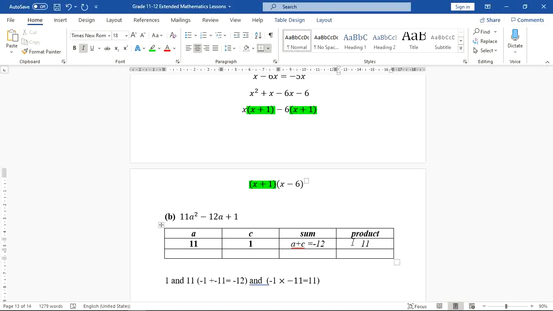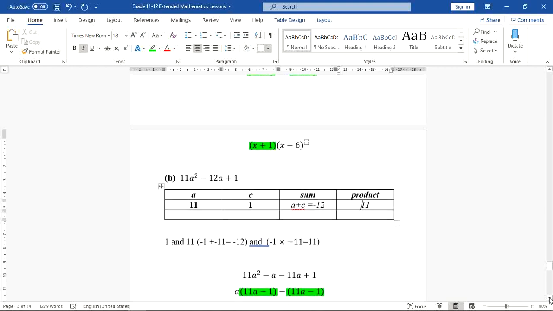So now you know that 11 is an odd number. It's a prime number. It only has two factors, 1 and itself. So I need to make sure that I'll get negative 12 by making both negative. So negative 1 plus negative 11, I'll get negative 12. And if I multiply them, negative 1 times negative 11, I'll get positive 11. Voila, I got it right.